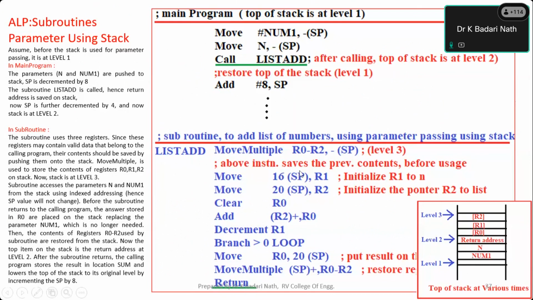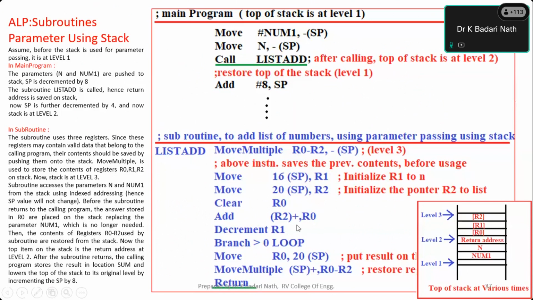Now get that value into R1. Similarly, get the value of num1 into R2. So once you receive the argument values which have been passed from the main program to the subroutine, that is R1, R2, then implement all the logic required to find the sum of all the numbers.